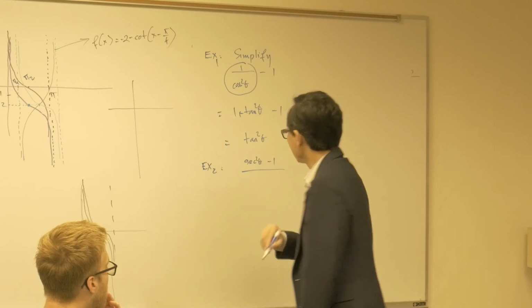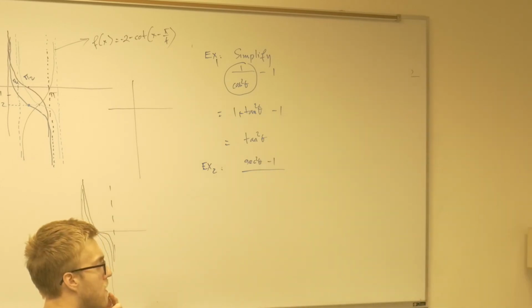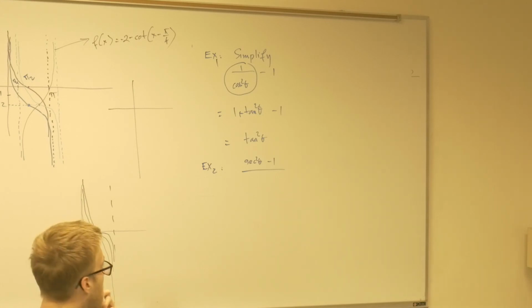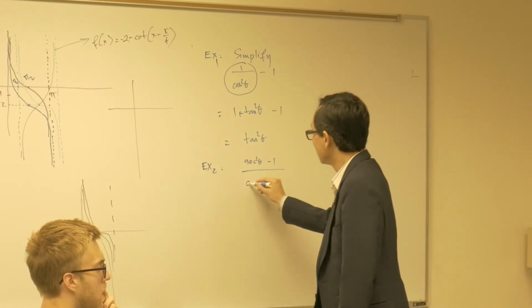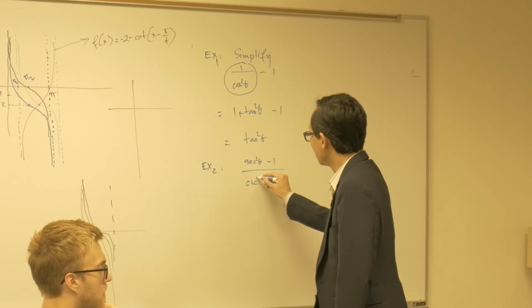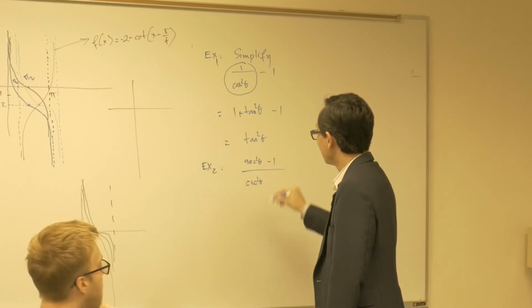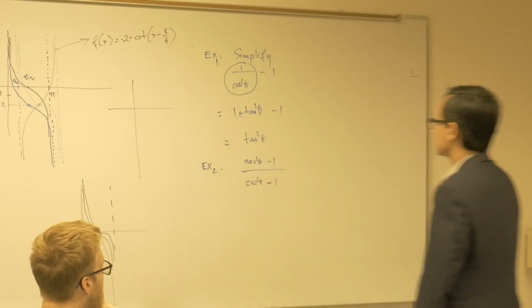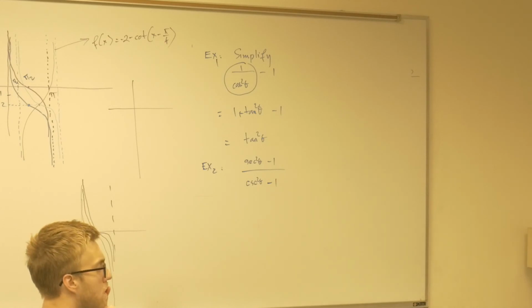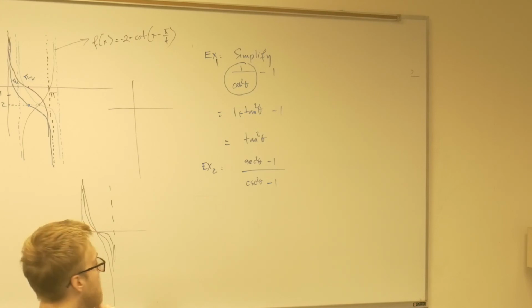Theta minus 1. And at the bottom, I have cosecant square theta minus 1. Alright, I want to simplify this. What do you think? What will you do?